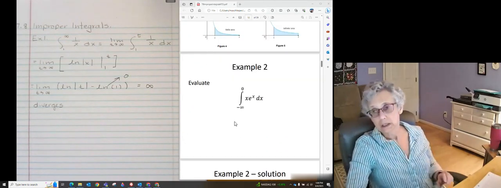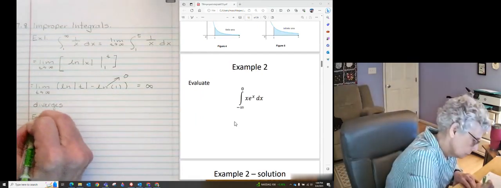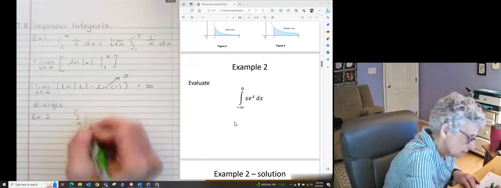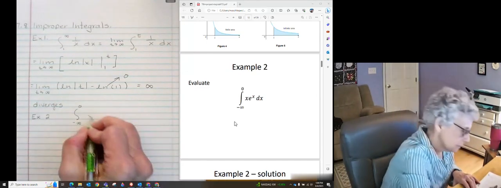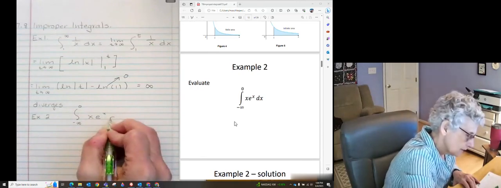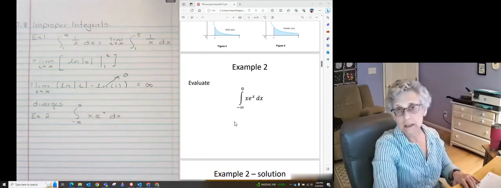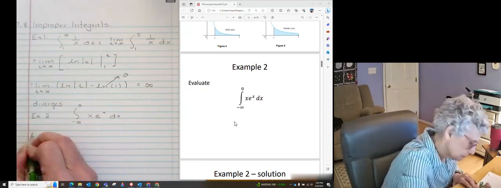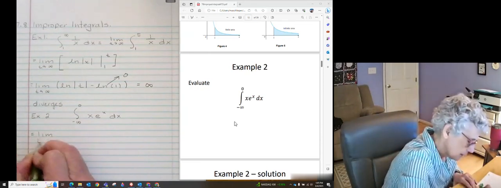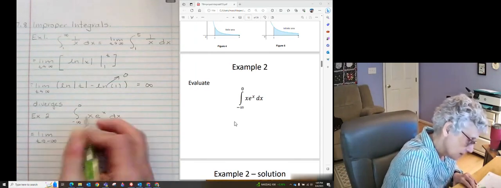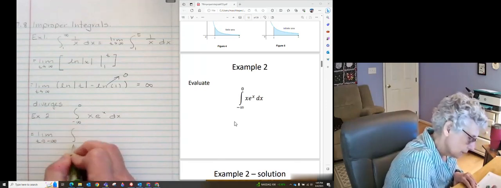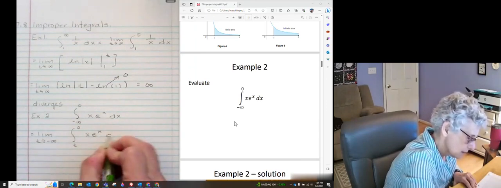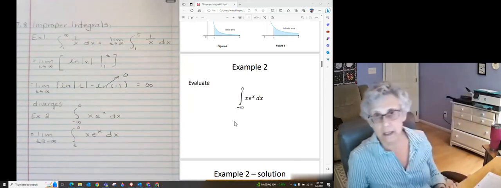Let's look at another example. Example 2, we want the integral this time from negative infinity to 0 of x e to the x. So, step number 1, write it as a limit. Limit as t approaches negative infinity of the integral from t to 0 of x e to the x dx.